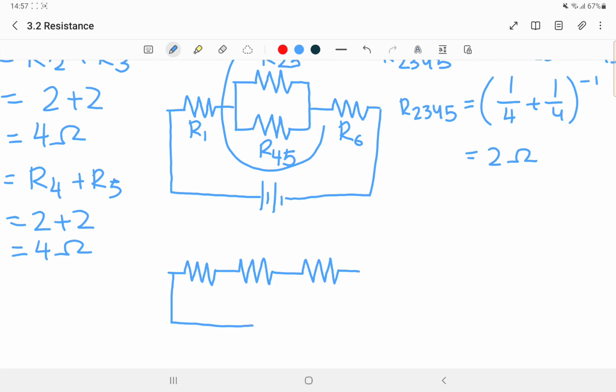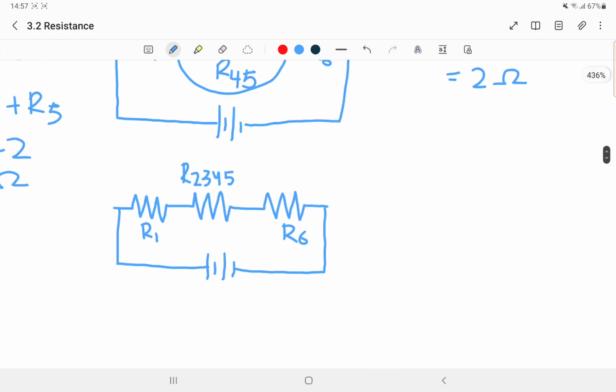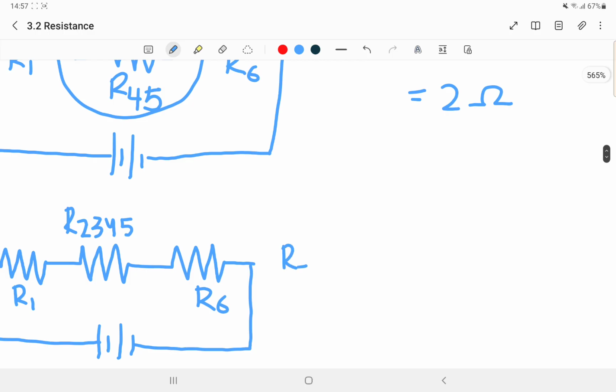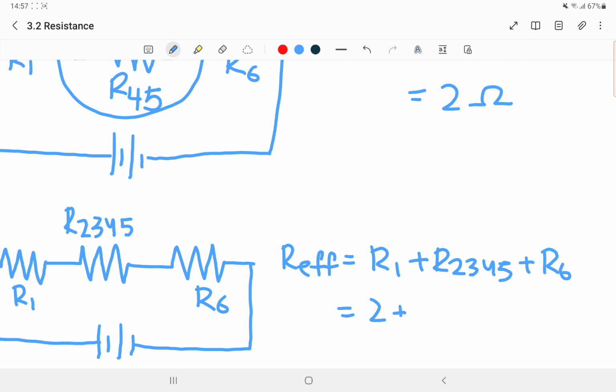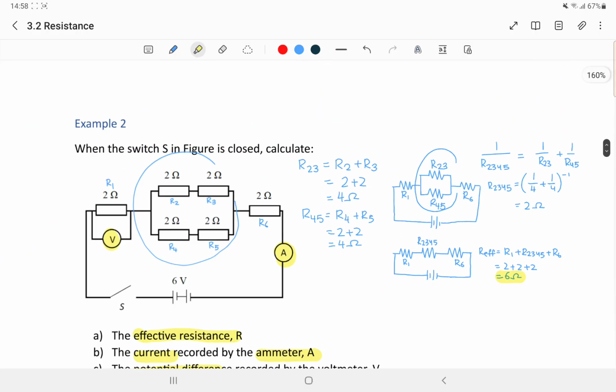Okay, now we look at the simplified circuit again. The simplified one will be like this. This will be R1, this will be R6, and this will be R2, 3, 4, 5. And now we can see that all resistors are in series. So we can calculate the effective resistance using the formula for series, which is R1 plus R2, 3, 4, 5 plus R6. So 2 plus 2 plus 2 will give us 6 ohm. And this will be the answer for question A, 6 ohm.